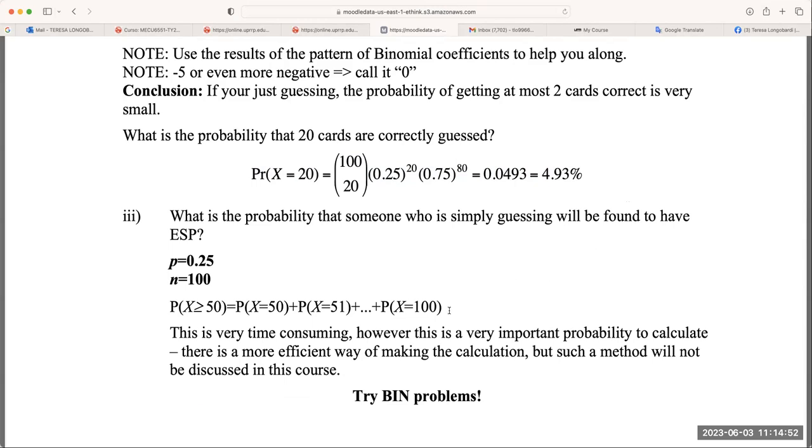So now, what is the probability that someone who is simply guessing will be found to have ESP? So what is simply guessing? I would have to add up all the probabilities from 50 to 100. Now, because we have Excel, we can do that. If we had to do it manually, it would be very time consuming. If we didn't have a standard probability, 25% is kind of a standard. What if our probability was 0.37896, some ambiguous number? And we don't have a table for that, because in the past, there were tables generated that people would refer to to make calculations of what to expect.